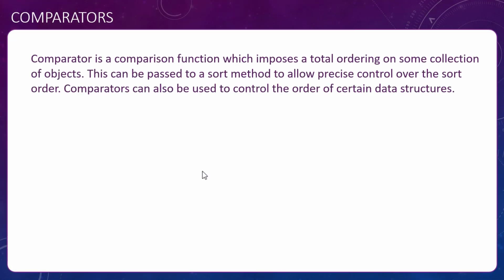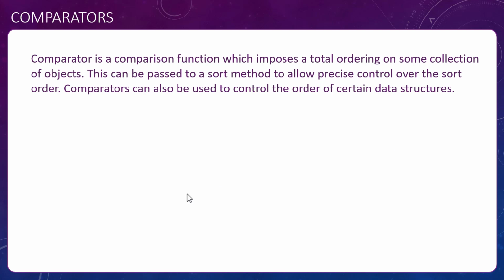A comparator is a comparison function which imposes a total ordering on some collection of objects. This can be passed to a sort method to allow precise control over the sort order. Comparators can also be used to control the order of certain data structures. So what do we mean by this?